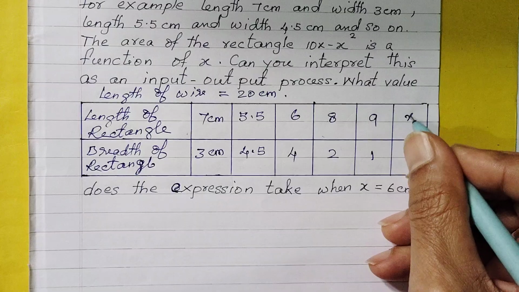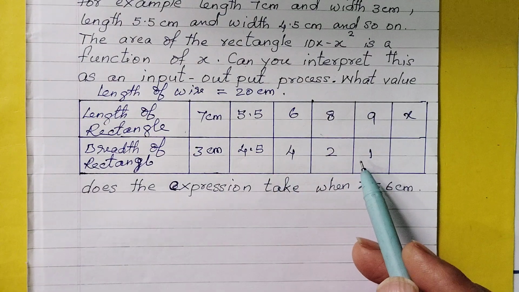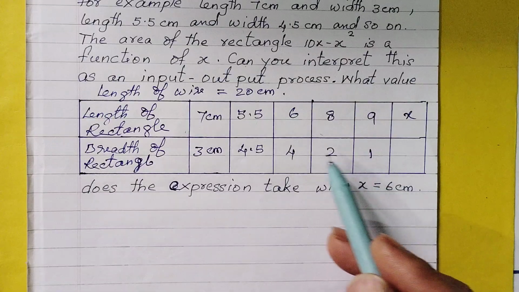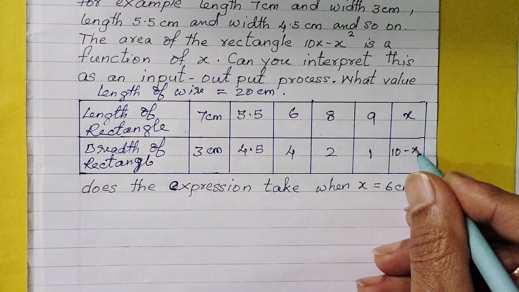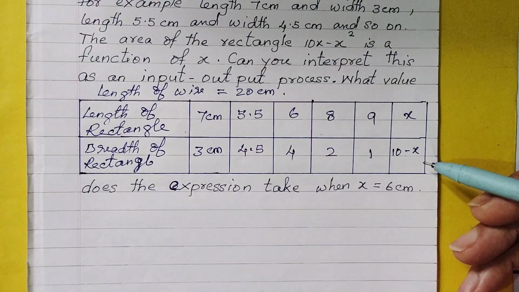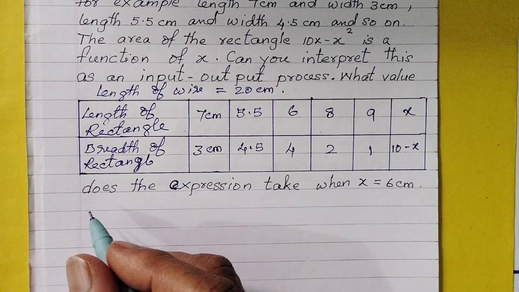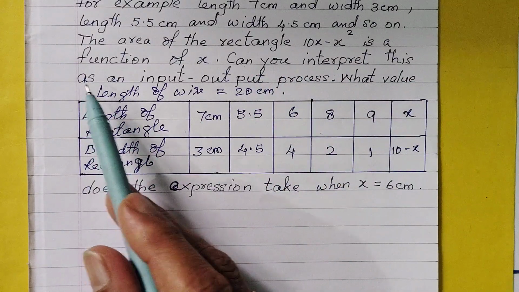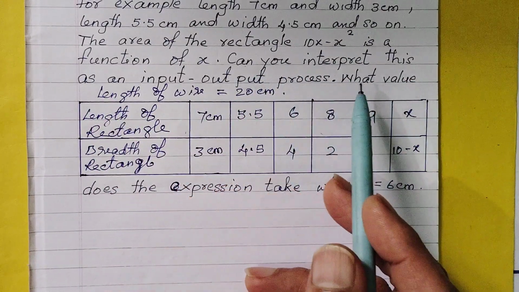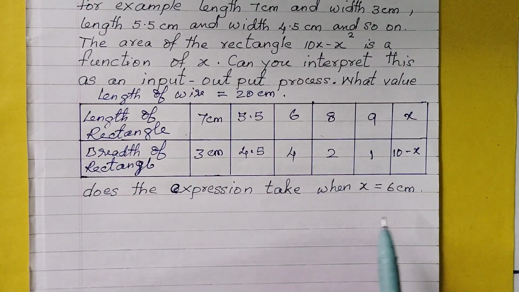Suppose the length is x. You can see here, this is 10 minus x. So if the length is x, the breadth is 10 minus x. Now they are asking, can you interpret this as an input-output process? What value does the expression take when x is equal to 6 centimeters?